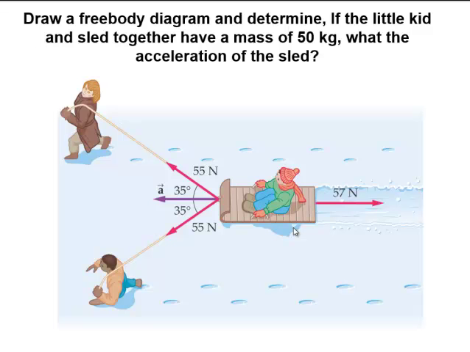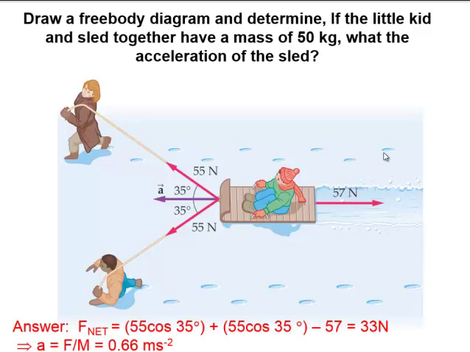Another example here to work on. A free body diagram to determine, if the little kid and the sled together have a mass of 50 kilograms, what the acceleration of the sled is. Okay, so here we can see a bunch of forces taking place. We've got 55 newtons and 55 newtons, and we've got a frictional force of 57 newtons.